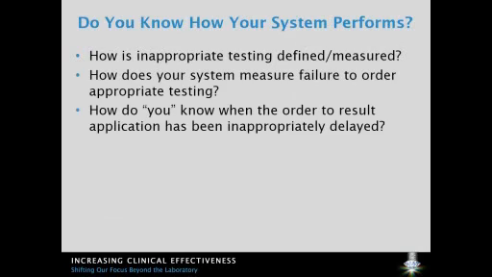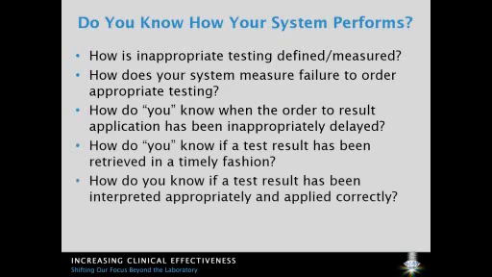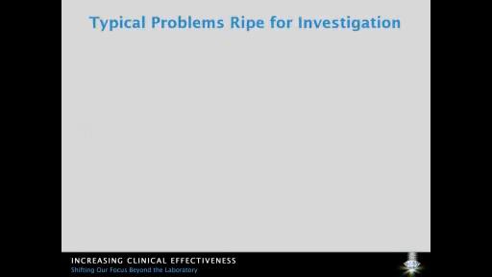How do you, meaning your system, know when the order to result application has been inappropriately delayed? How does the system know if a test result has been retrieved in a timely fashion? And how do you know if a test result has been interpreted appropriately and applied correctly? In future sessions, we'll talk about how to do some of these things, but that's the key. If you're looking for a project to do now, which of these things can you address?